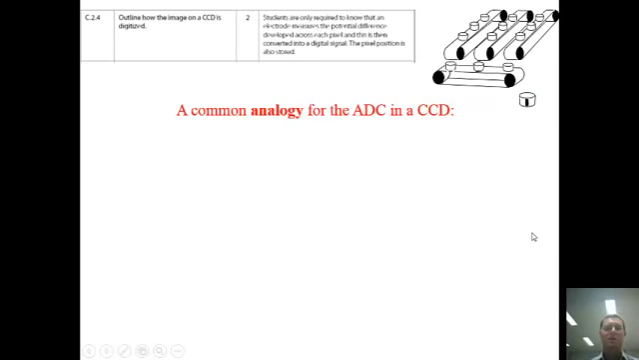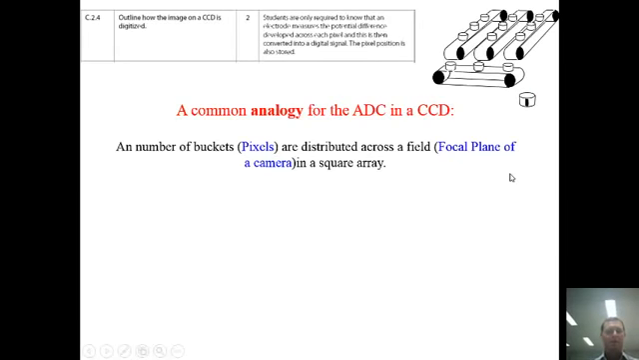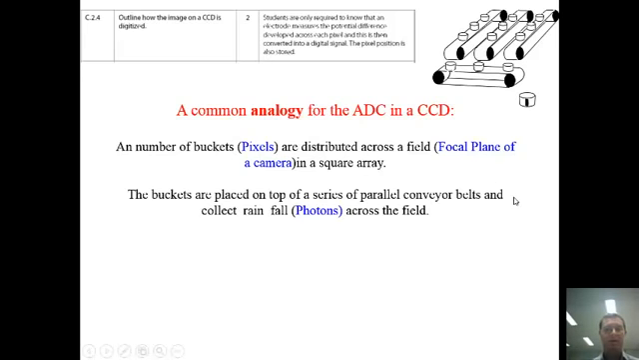So there's a common analogy for the analog to digital converter in a CCD. I'm going to imagine a number of buckets, which are pixels, distributed across a field. This is the focal plane of a camera in a square array. The buckets are placed on top of a series of parallel conveyor belts and collect rainfall, the photons, as they fall from the field.